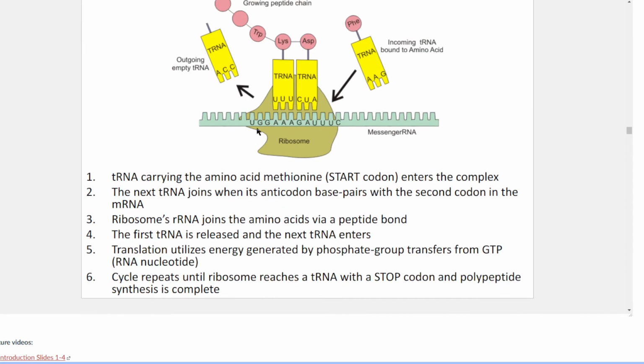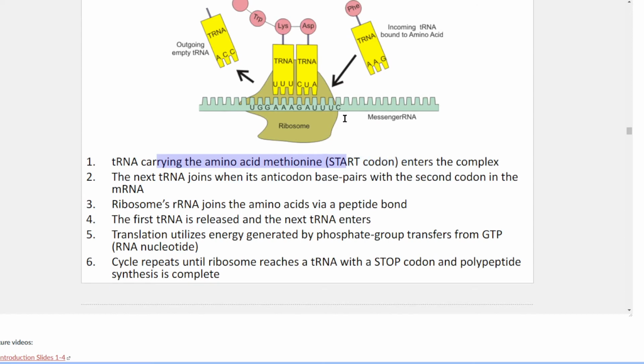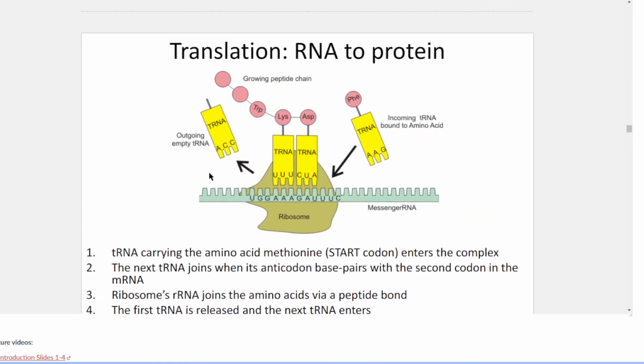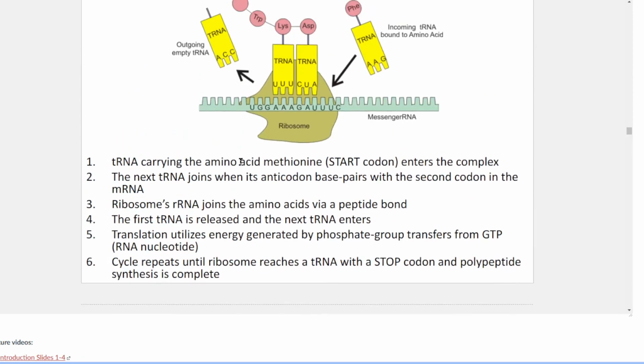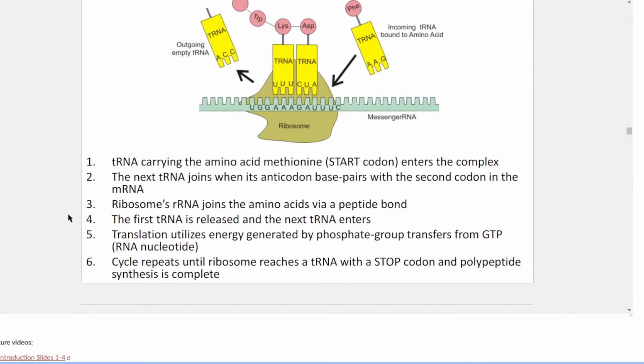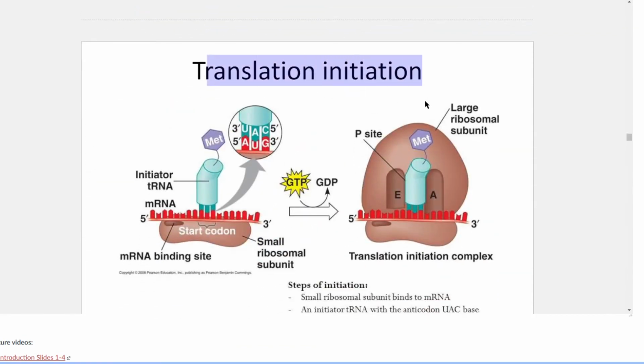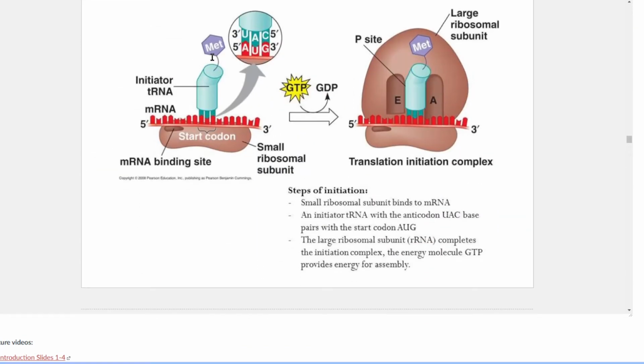Then the tRNAs go to the anticodon base pairs with the second codon in the mRNA. So they attach themselves with the mRNA, and then these amino acids form peptide bonds. And one exits, one enters. So we're gonna go more in detail. Let's start with initiation, which is the tRNA bonds with the start codon, which starts the entire thing.